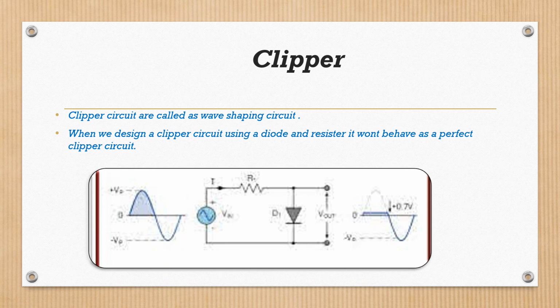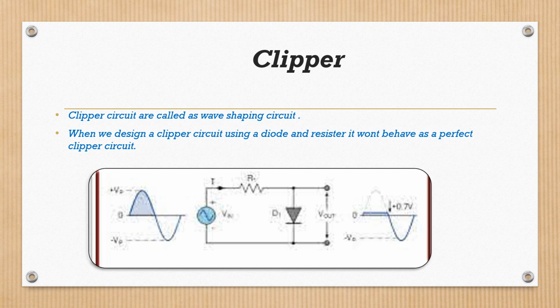In this diagram, I apply my input as a sinusoidal wave. At the output, you can see that more than half of the positive cycle is clipped. It is called a positive clipper circuit. But here, the entire positive cycle is not clipped. We all know the reason for that. The forward voltage of the diode is 0.7 in case of silicon and 0.3 in case of germanium. So when the input of the sine wave is greater than 0.7, only then will this circuit operate.